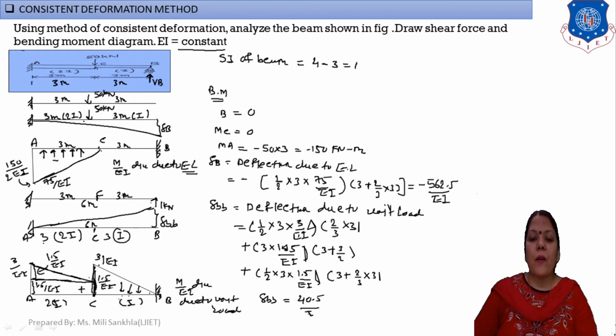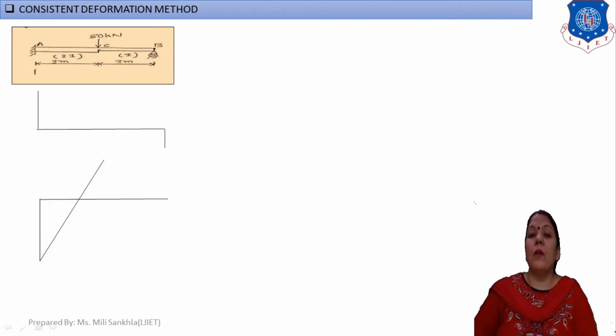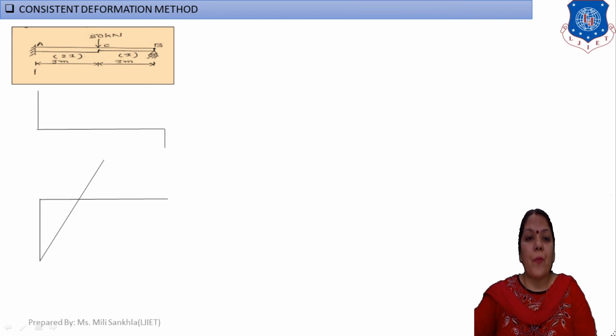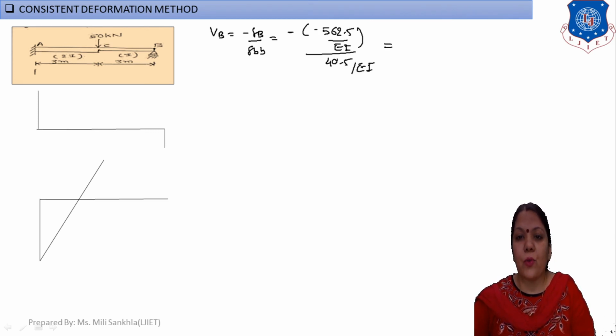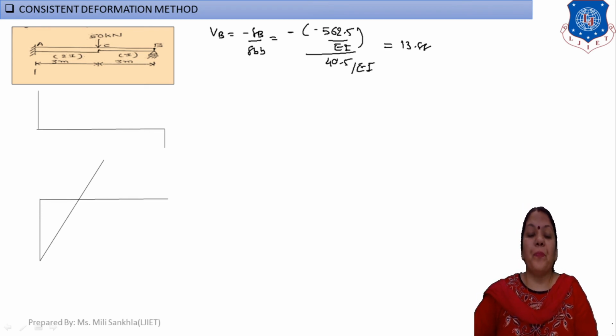40.5 divided by EI. Now next we find our support reaction VB. The equation of VB is VB equal to minus del B divided by del BB, which is minus 562.5 by EI divided by 40.5 by EI, and this is equal to 13.88.